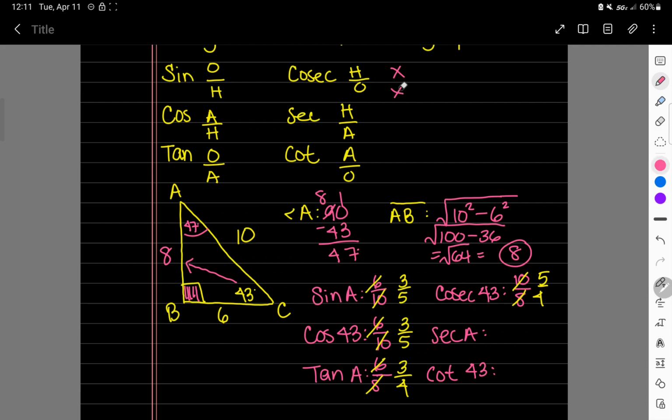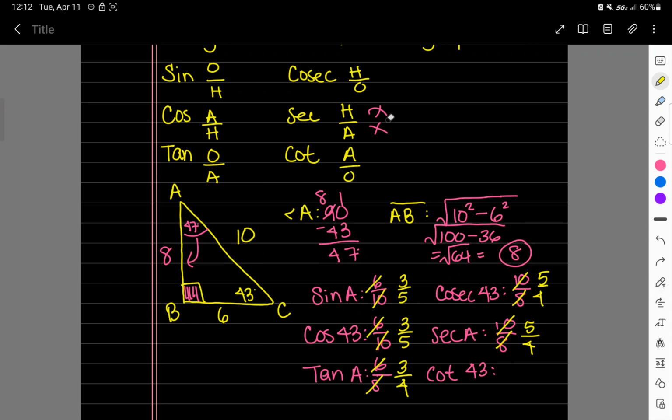Secant of A is hypotenuse over adjacent. Hypotenuse is 10. Adjacent to A, which now is 47, adjacent is 8. So this one again happens to be the same thing as the top. This doesn't always happen, so don't just copy the first two, because both of these ended up being the same. It's not always going to end up that way. So don't think that it's related. Just make sure you go through the ratios properly.